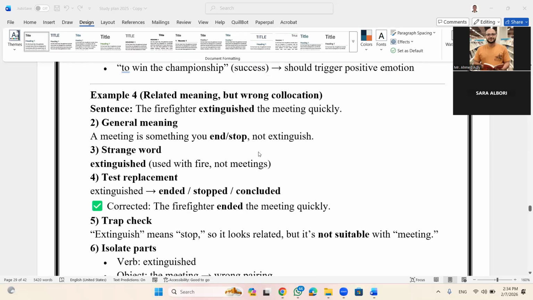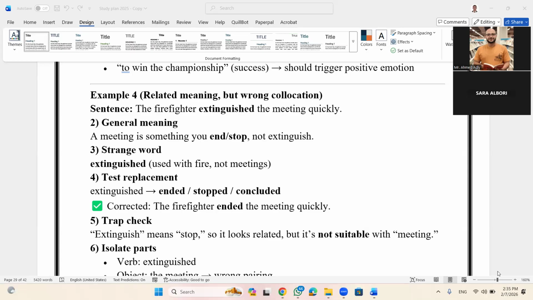The firefighter extinguished the meeting quickly. By the way, this example is a little bit tricky. What is the sentence about? The firefighter. Perfect. Did what? Extinguish means to put out fire. You know when they put out the fire? Extinguished the meeting quickly. Good job.